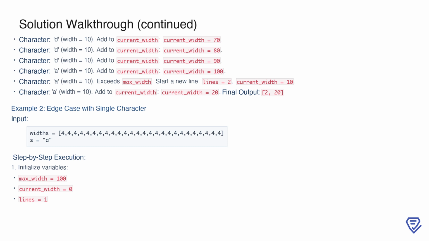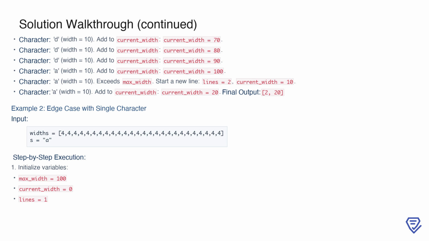After that, we process the first A, which also has a width of 10, bringing current_width to exactly 100. Now, we encounter another A, but adding its width would exceed the max_width of 100. This means we need to start a new line. We increment lines to 2 and reset current_width to 10 to account for the width of this new A.